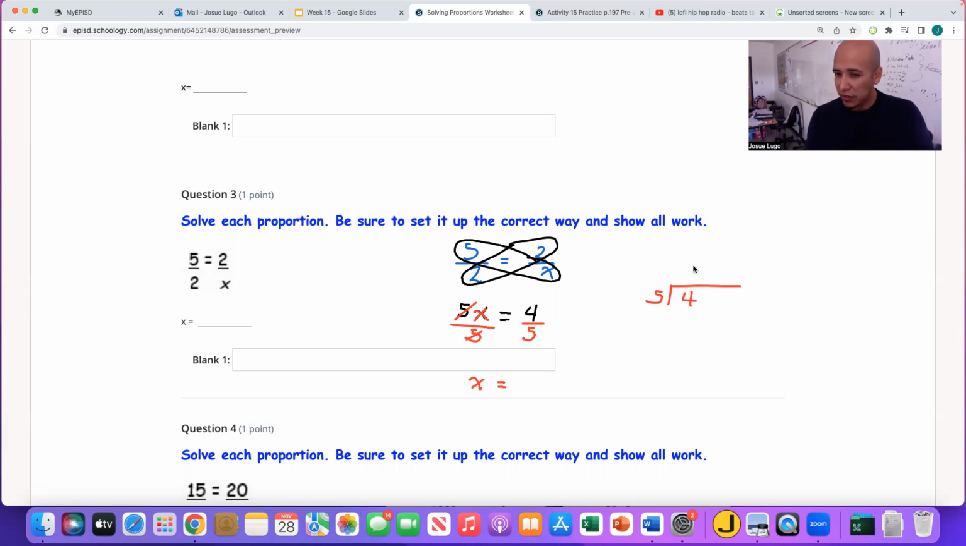And we work this out. 5 cannot go into 4, but we can put a decimal and a 0, and 5 goes into 40 8 times. 5 times 8 is indeed 40, meaning that our answer is going to be 8/10. X would equal 8/10. Notice how the process remains exactly the same. We're going to build an equation with the cross products, and then I simply divide to isolate the variable, and that gives me my answer.